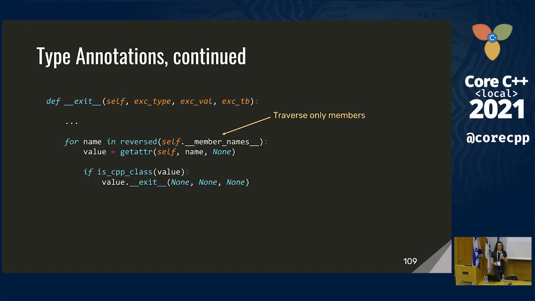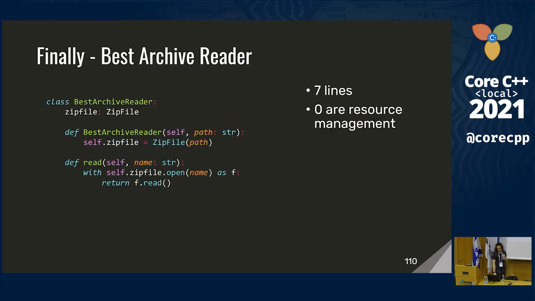And then in the destructor, again, since we already know the names, we could save them before. We go over the list of names, and we don't need to make many checks, just to make sure it's actually a C++ object. And if it is, we call its destructor. And we're basically done. We have our new best archive reader. It has 7 lines of code, unlike 11 that we had before. And none of them are resource management.